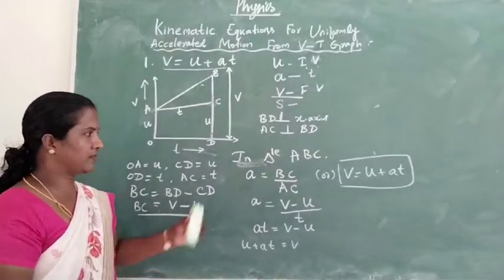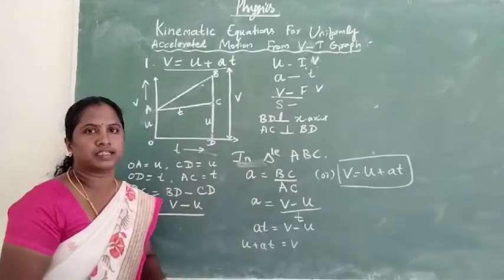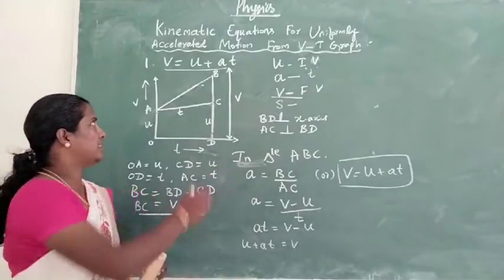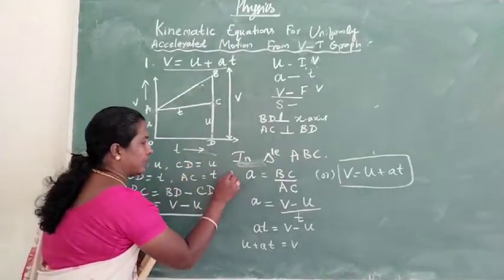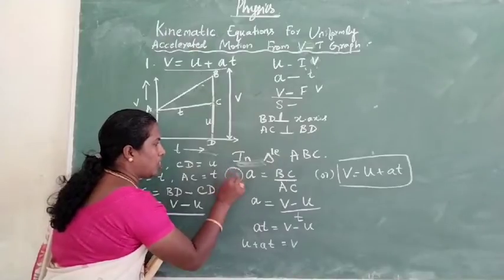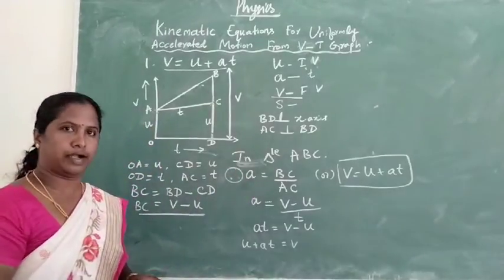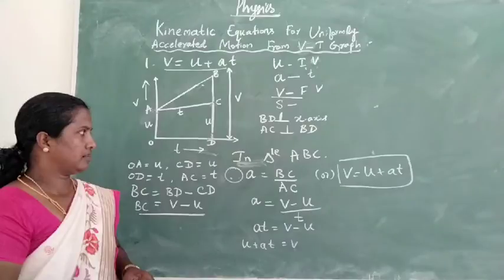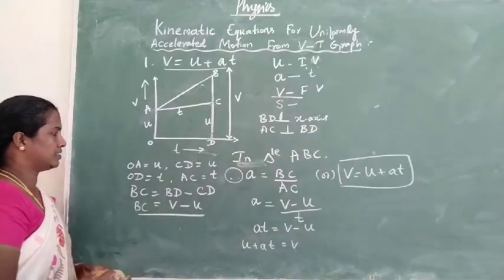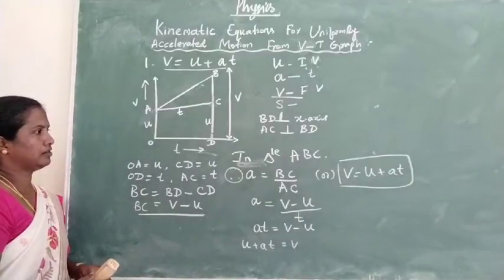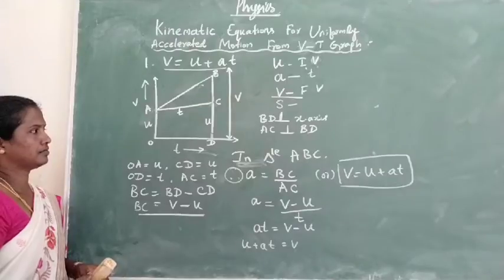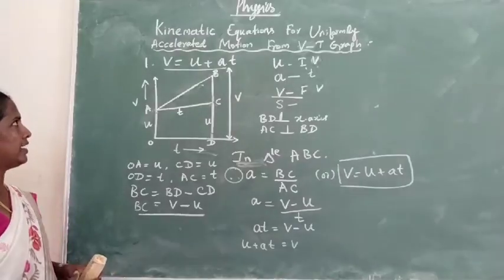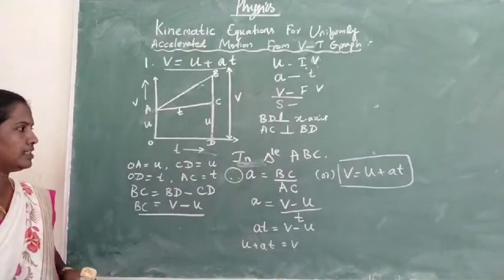So understood this one, the first one we can derive by using the acceleration time graph, that means the slope. See, it is a very, very important one. The slope represents the acceleration of a particle. Just go through these ones. Okay. Now we'll take the second derivation.